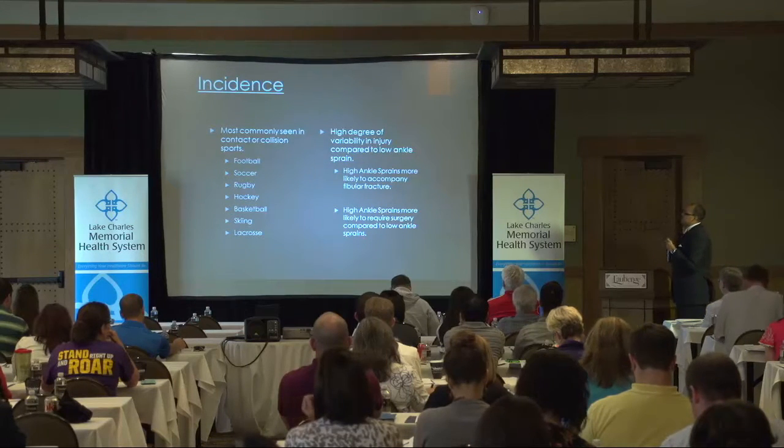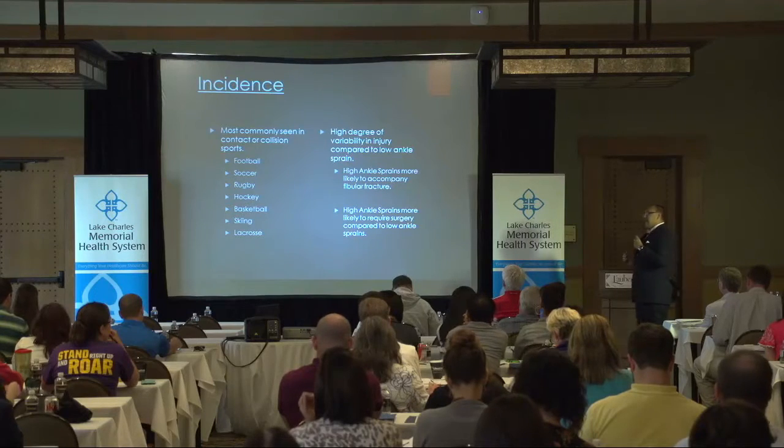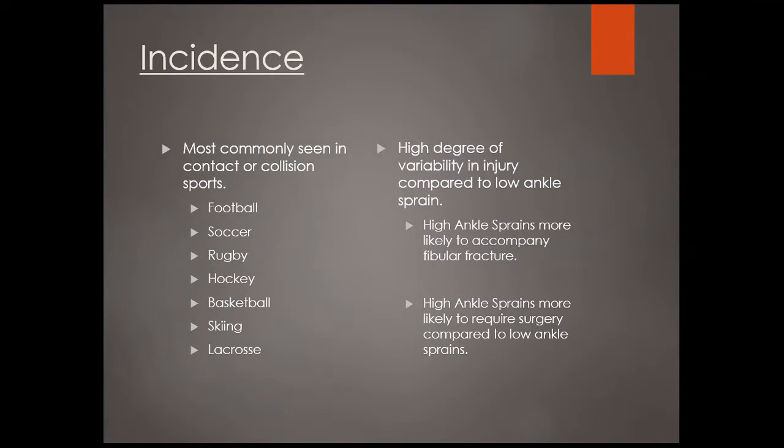Incidents like we talked about, most commonly seen in contact or collision sports like football, soccer, rugby, have a high degree of variability, meaning that there are a lot of times an associated fracture, most commonly the fibula, that you see with this. There's a very common ankle fracture classification system we use called Lauge-Hansen. And anytime you have a supination or inversion type injury, this is often the first step or stage of that injury. So physical examination, we use the squeeze test or the intraoperative Cotton test.